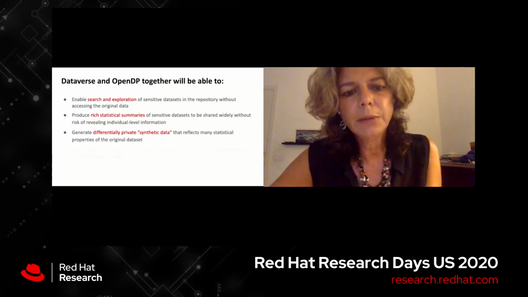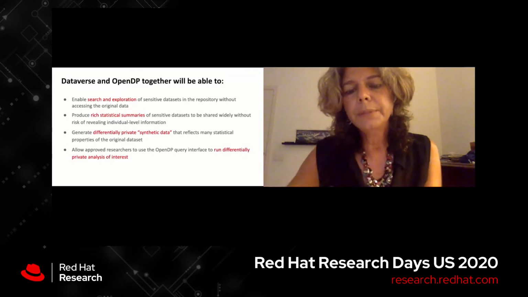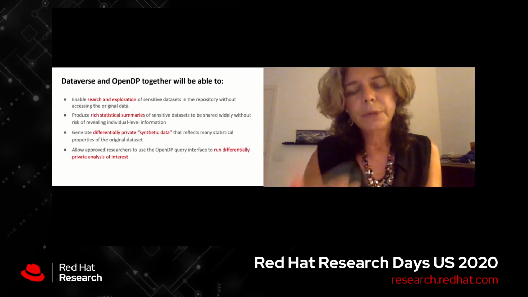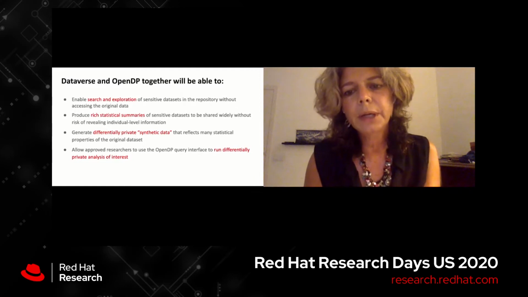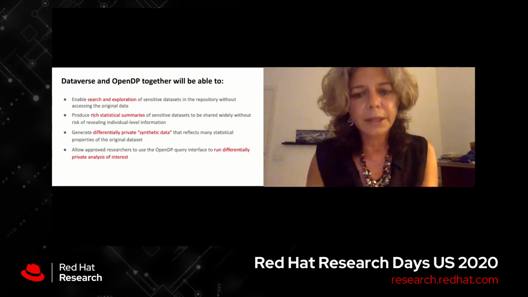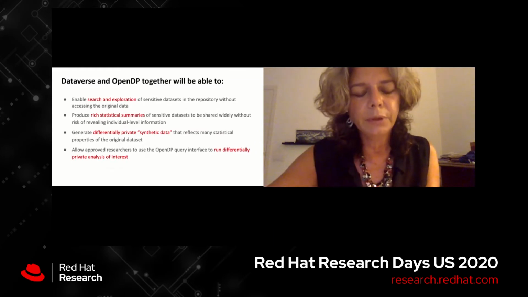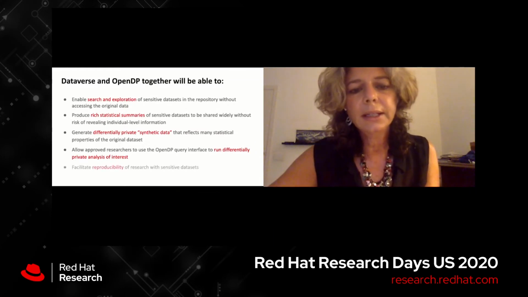And we want to allow approved researchers to use OpenDP queries, the type of queries that James was talking about, and provide an interface that would be able to run additional differentially private queries that are not the ones that we release by default from a data set. And Chris mentioned reproducibility.